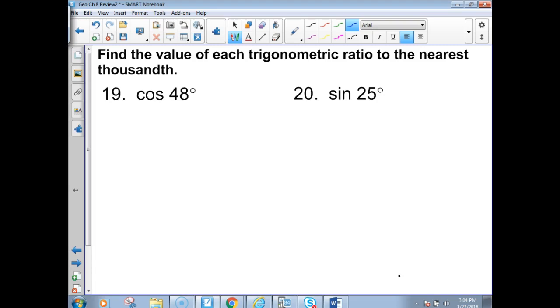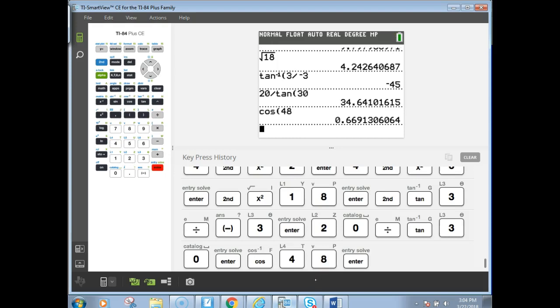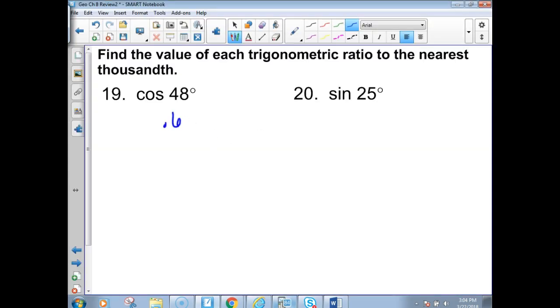Okay, now this is just pushing the calculator. You would type in cosine 48. Everybody type it. I've got to talk to you about muscle memory. I'm supposed to just type cosine 48. That's all it said to do. So I write 0.669. And now I'm going to tell you what I mean by muscle memory.